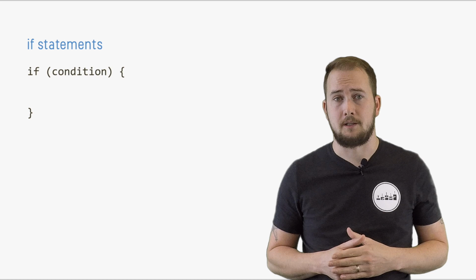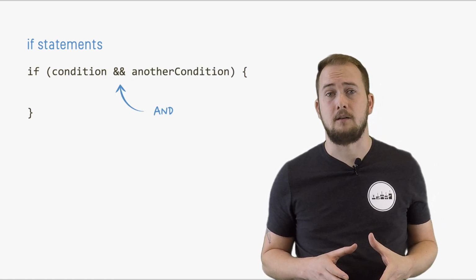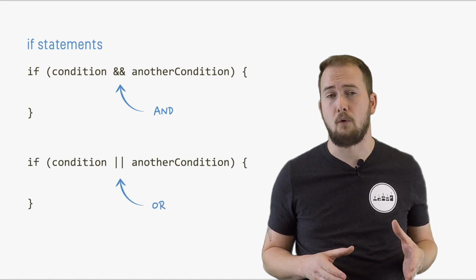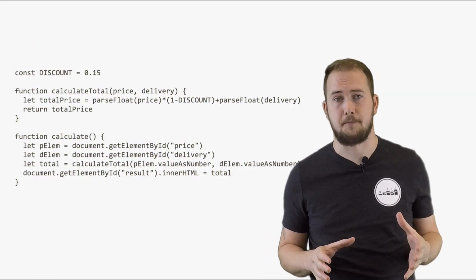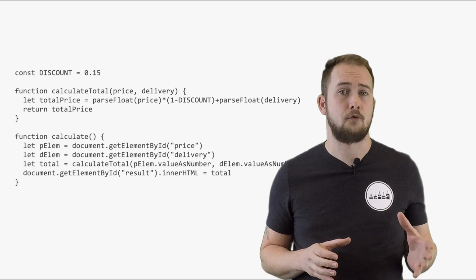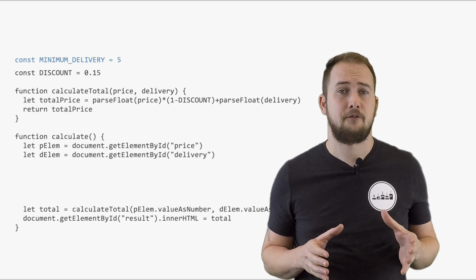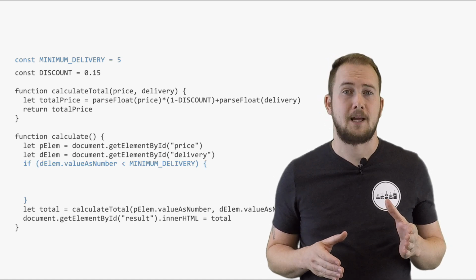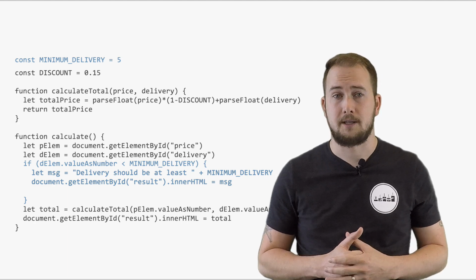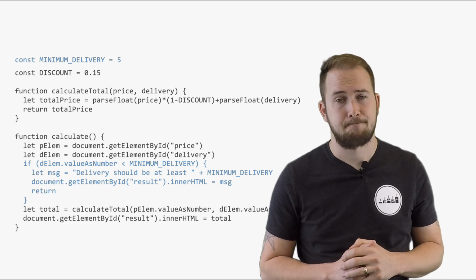To add multiple conditions to the same statement, we can use either a double ampersand for an AND condition or a double pipe for an OR. We want to add some logic to our calculator to ensure that the delivery charge is greater than a certain value. To do this, we'll create another constant to store a minimum delivery charge, and then add an if statement to our function. If the value provided is less than the minimum, we'll display a message to the user and then stop code execution by using the return keyword, preventing the calculation from running.